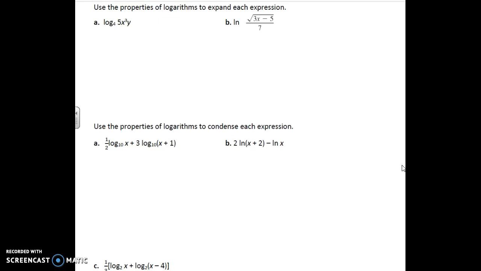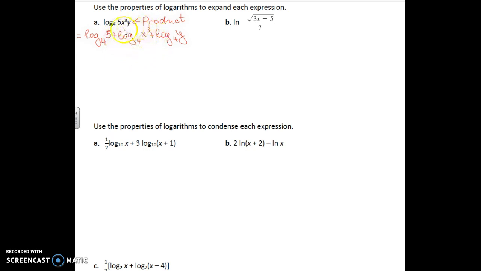Here, we're still using the same properties from the front of your worksheet. For the very first one, we have to use the properties to expand each of the expressions. So we're going to do something similar to the last example, but they're not telling us what to expand it with. Whenever you have a product, you can convert that to a sum of logarithms. When you do the conversion, make sure that you keep the same base all throughout. So that would be equal to the log base 4 of 5 plus log base 4 of x cubed plus log base 4 of y.